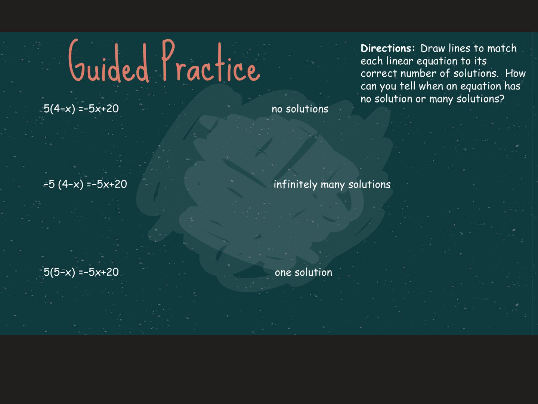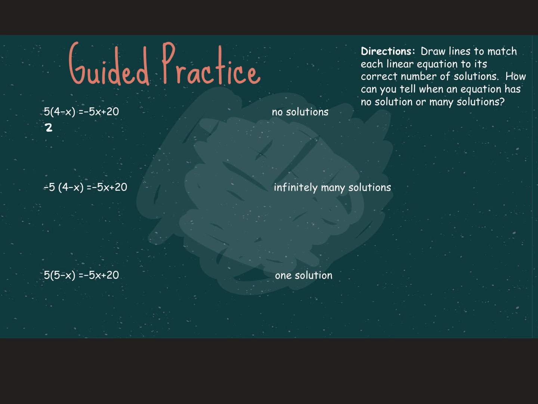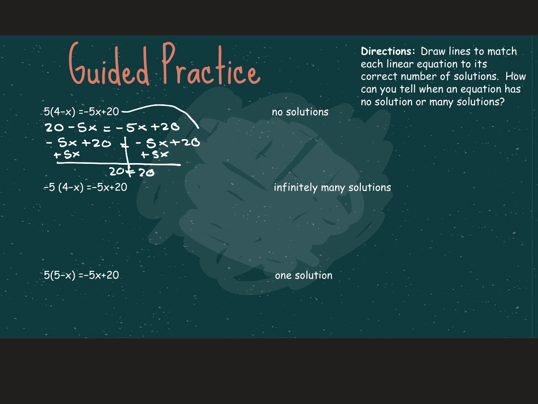All right, welcome back. So let's double check your work. All right, so we have 5 times 4, which gives me 20. 5 times a negative x, which gives me negative 5x. And that is equal to negative 5x plus 20. All right, so if I rearrange my left side, I have 5x plus 20 is equal to negative 5x plus 20. And we notice here that we have the same thing on both sides. We can definitely go ahead and continue solving. And we get 20 equals 20, which tells me that I have infinitely many solutions.